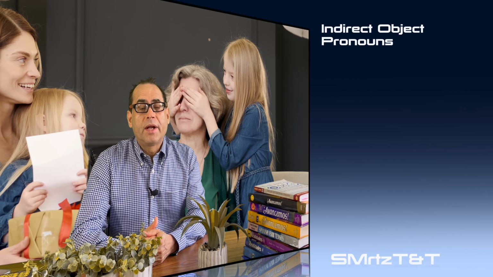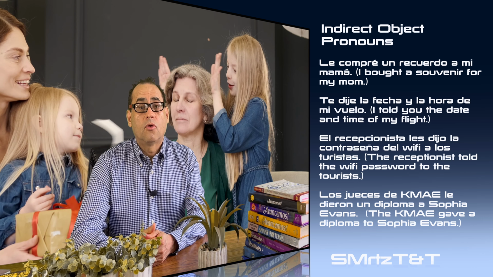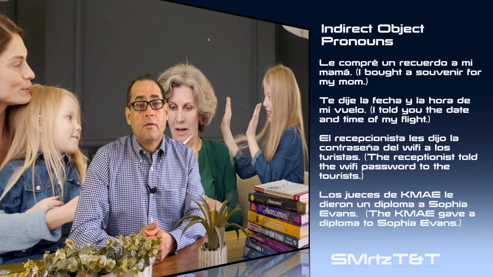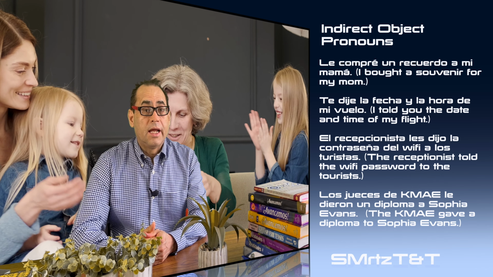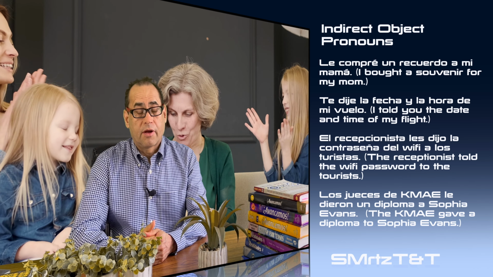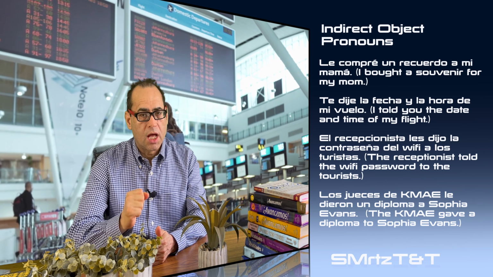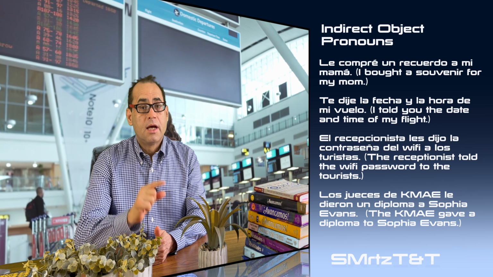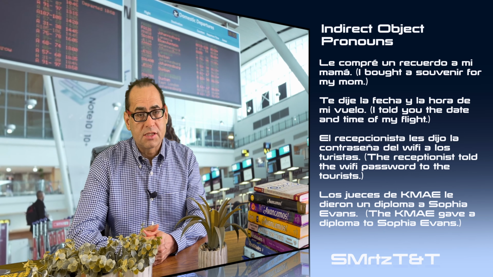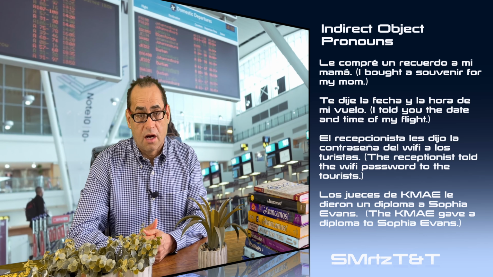Let's see some more examples. Le compré un regalo a mi mamá. I bought a souvenir for my mom. Or I bought her a present. Un recuerdo is the direct object and le, mi mamá, is the indirect object. Te dije la fecha y la hora de mi vuelo. I told you the date and time of my flight. La fecha y la hora de mi vuelo is the direct object and te is the indirect object.